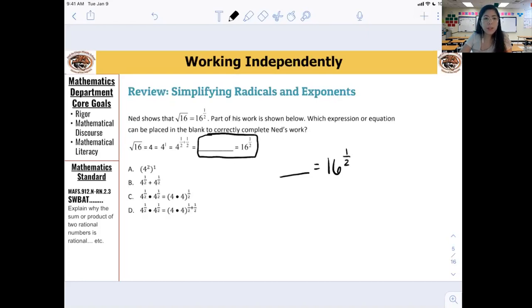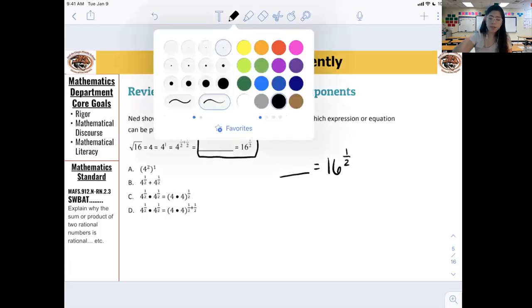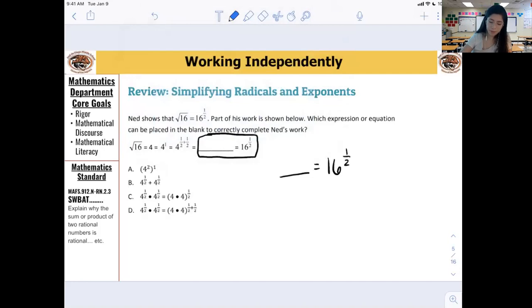So what we can do is look at the answer choices and figure out which one matches with 16 to the power of 1/2. I'm going to go straight down the answer choices, starting with the first one. 4 squared to the power of 1.